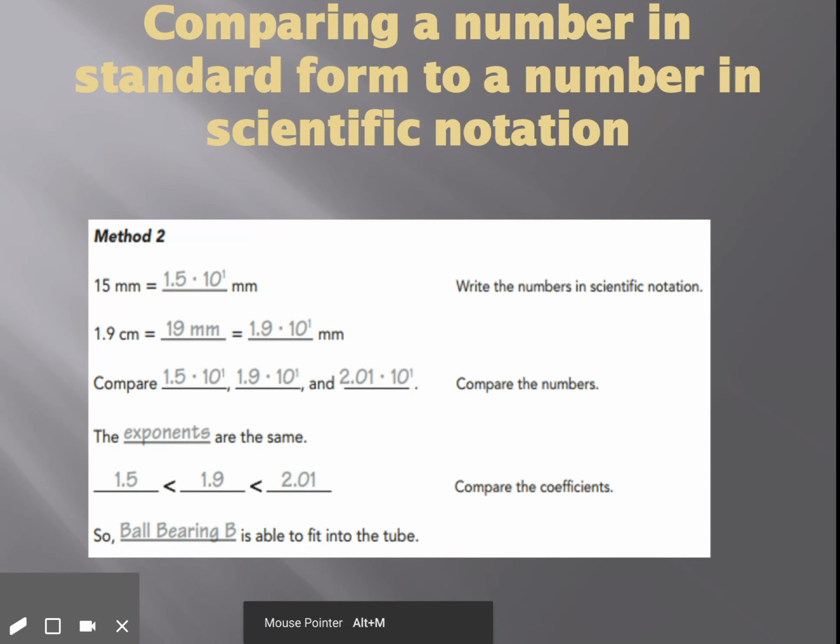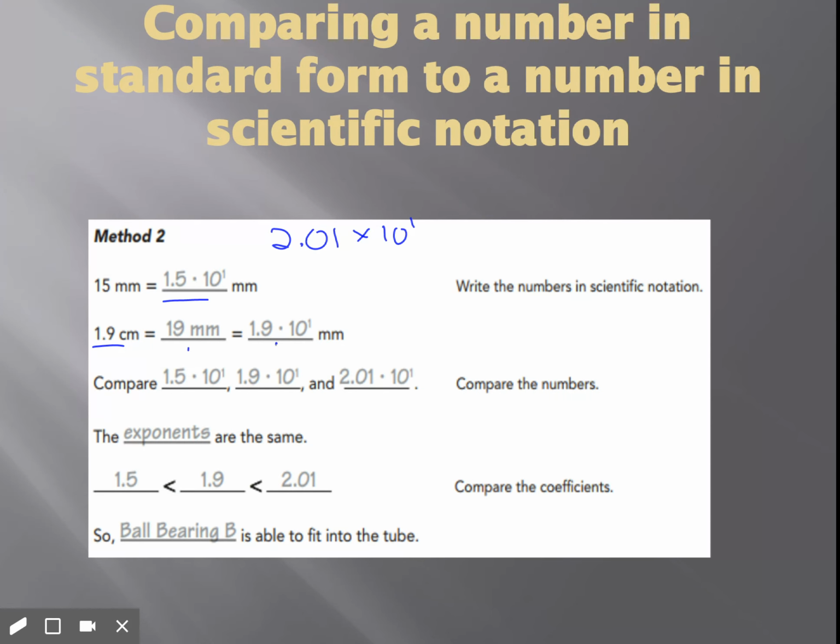Method 2 would then be to write both in scientific notation. So we had 2.01 times 10 to the first power, the other one, and then we had 15 millimeters, which they converted to 1.5 times 10 to the 1 millimeters. And then they changed 1.9 centimeters to 19 millimeters to 1.9 times 10 to the first power.